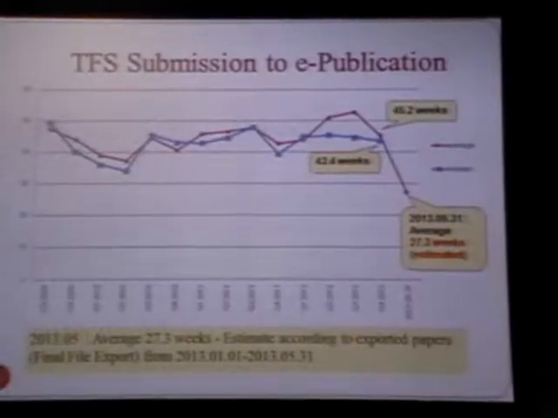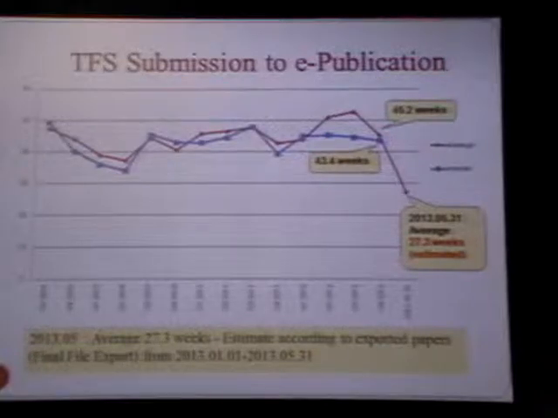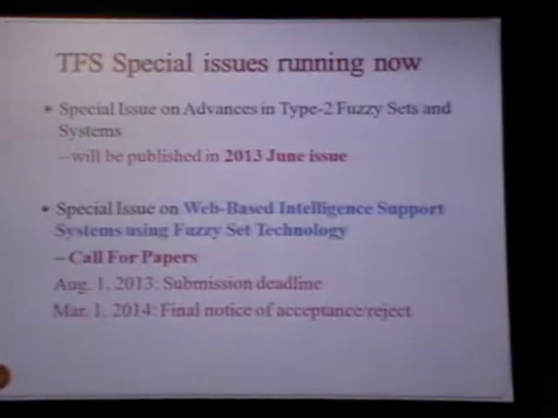Okay, this is our processing time. So the red curve shows that we try our best to provide the best service to our authors. The time for e-publication currently takes about 27 weeks, which is quite good. Okay, and also we publish special issues, to try to promote some specific areas.